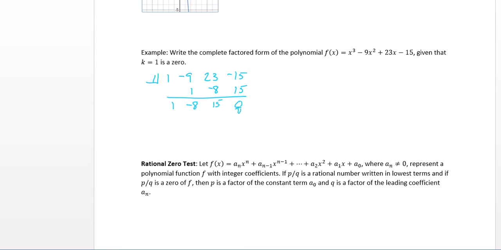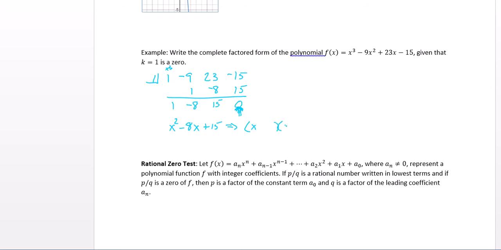And we know that this is going to be 0 because it says k equals 1 is a 0, so my remainder is definitely going to be 0. Remember, this is an x cubed, so down here we're going to have 1x squared minus 8x plus 15. Well, this is just a quadratic, and a quadratic we can factor.